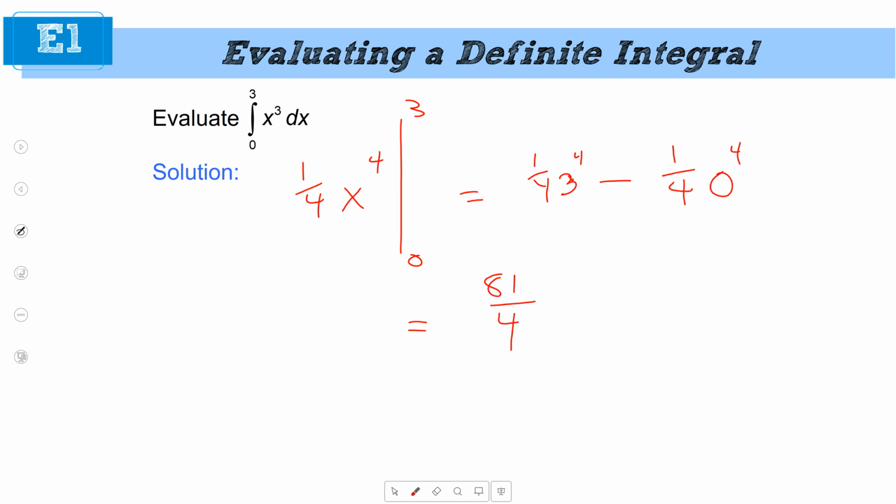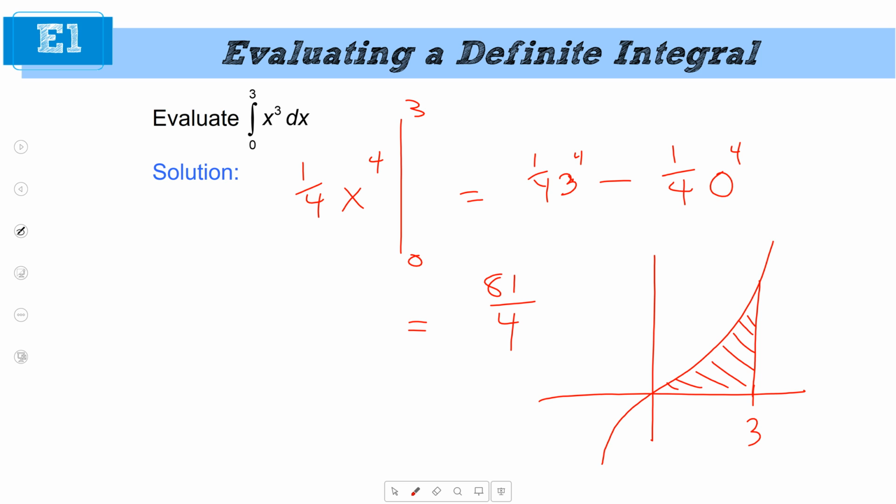This is no longer an approximation. That's exactly the area of that curvy region. We don't have to draw rectangles. We don't have to talk about the theory of making the rectangle smaller or increasing the number of rectangles. It does it for us.